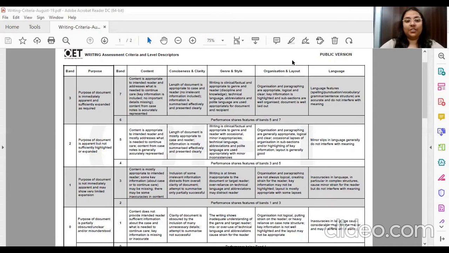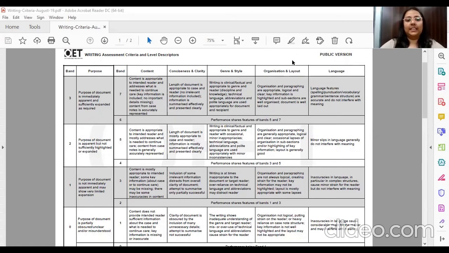The second criterion of content checks if all the information that the recipient requires in order to provide care to the patient has been included or not. Conciseness and clarity checks if the information provided has been made clear for the recipient to understand, has been well summarized, and also checks if there are any digressors in the letter.